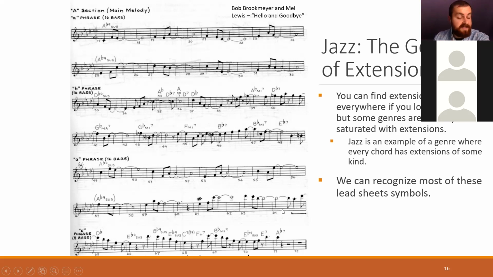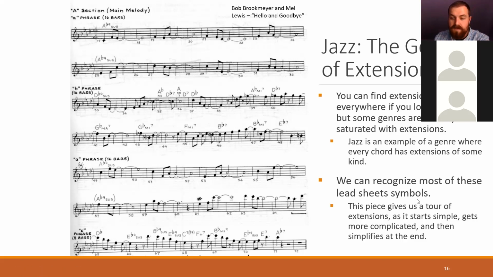We can recognize at this point most of these lead sheet symbols. There's only a couple we can't. We don't know what the heck a sus is. We're not going to get into that right now, but we recognize almost everything else. So this piece gives us a veritable tour of extensions, both on the page, but also as we listen, because it starts out simple, gets more complicated, and then kind of reduces at the end.